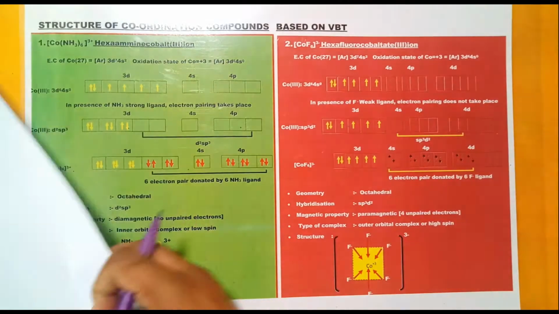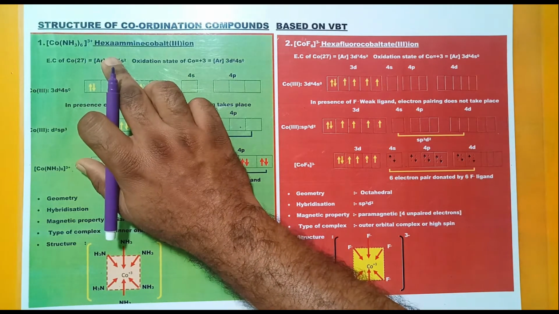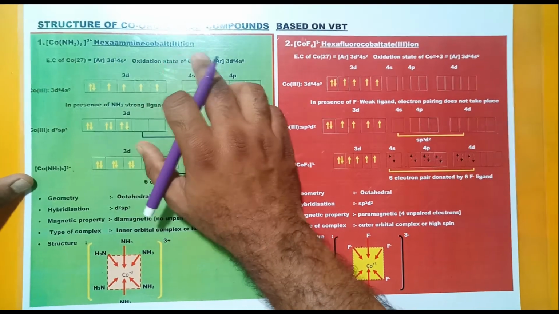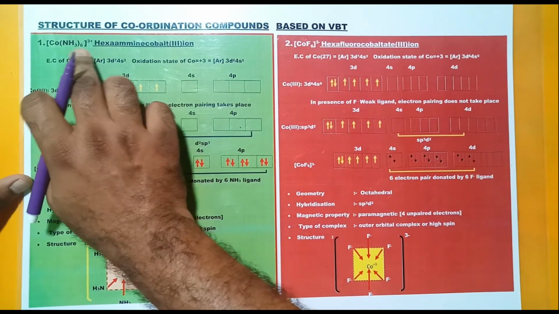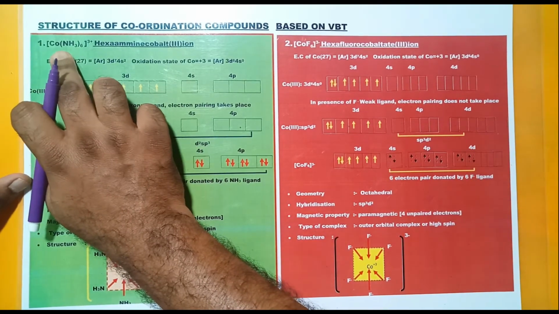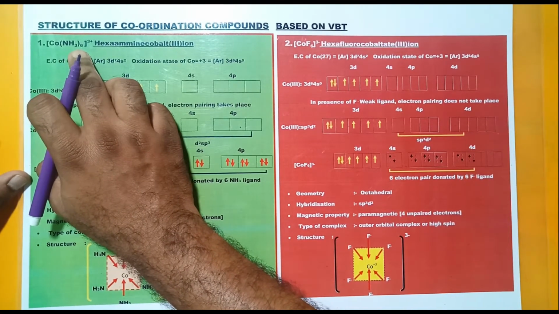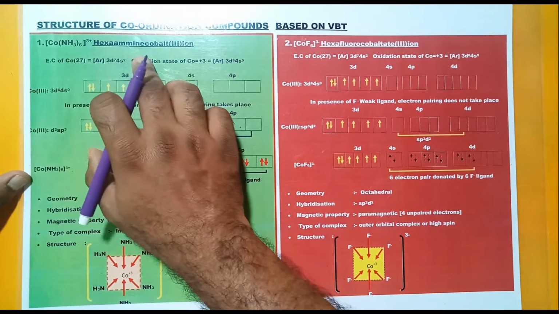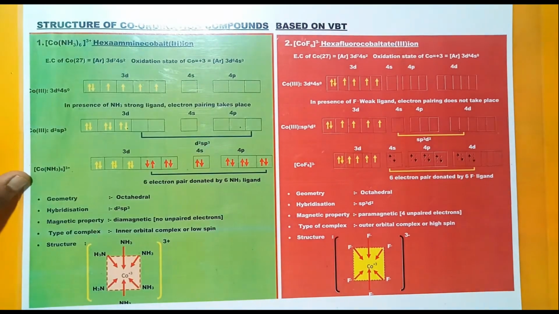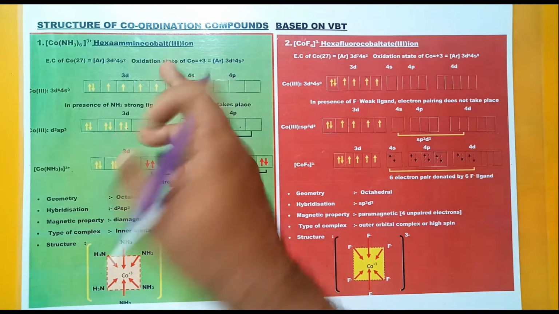Look here friends. The first one is [Co(NH3)6]3+. So what is the name of this coordination compound? Hexaamminecobalt(III) ion. This is a coordination sphere. Within the coordination sphere, Co is cobalt, and NH3 is a ligand, ammine is a ligand. There are 6 ligands, so hexa means 6, ammine means ligand. Hexaamminecobalt(III) ion. This is a cationic complex, so the name of the central metal ion is retained as it is, that is cobalt.